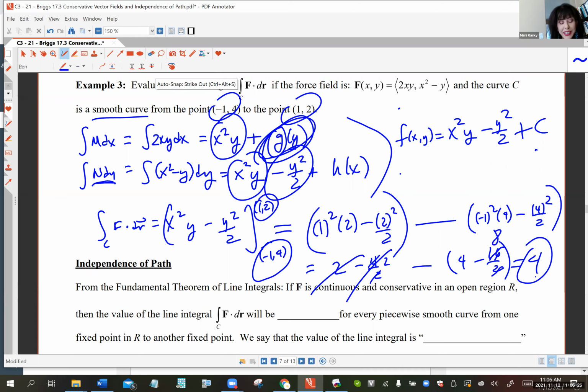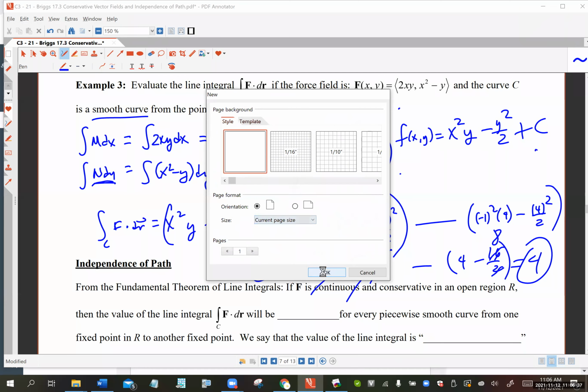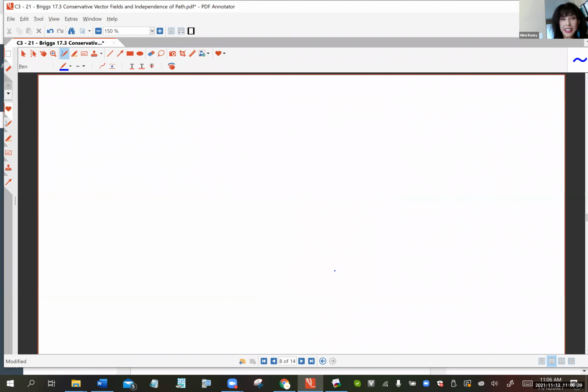I want you to notice I didn't have to parameterize here at all. At all. And that's the beauty of it. So you guys ready to try one? Yeah, let's do it. Of course, yes. That's the attitude I like to hear.